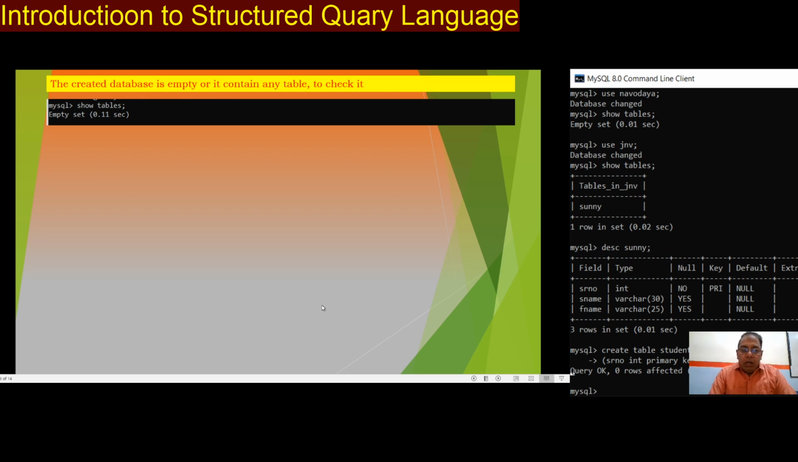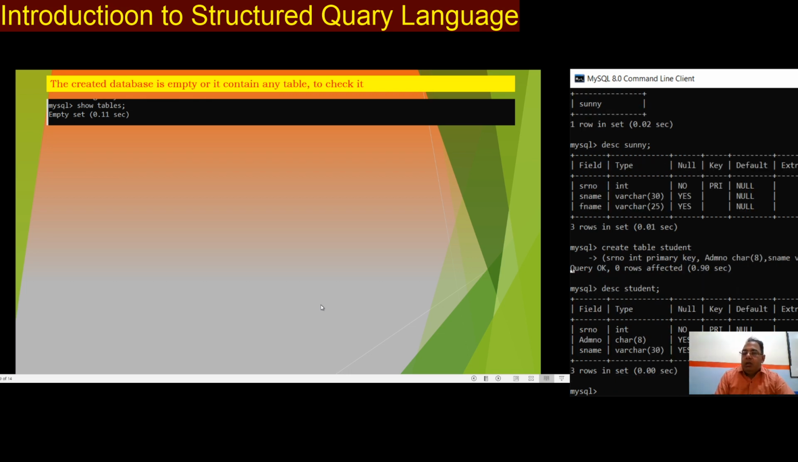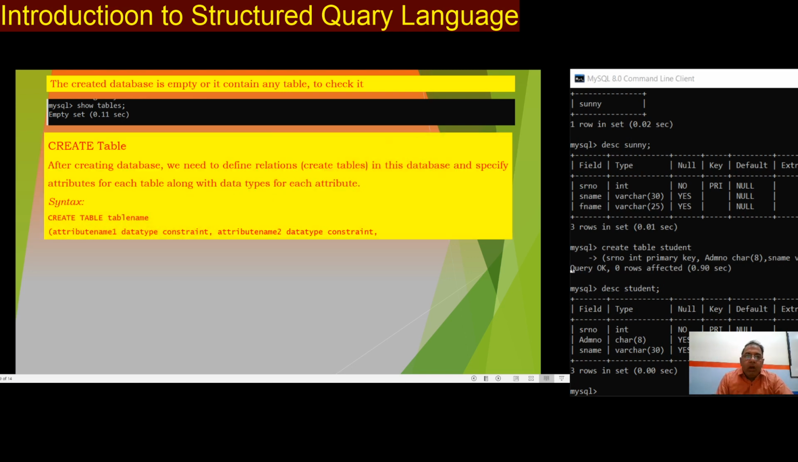Now I have a table named student. If I want to see the look of my table student, I will just write describe student. It will show me the structure of the table. Here, now, how can we create a table? After creating a table, we need to define the relation in this database and specify attributes for each table along with the data type for each attribute. Already in the example we have done the same.